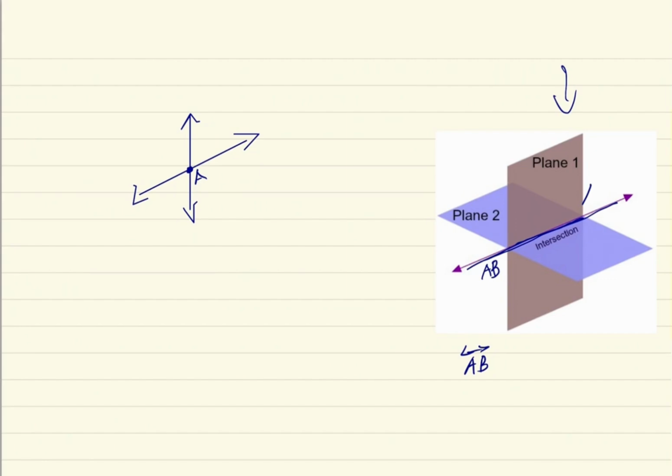So those are two examples of what an intersection is in geometry, the first one being a point, the other one being a line. There's obviously more types of intersection, but these are basic ones to understand at this stage.